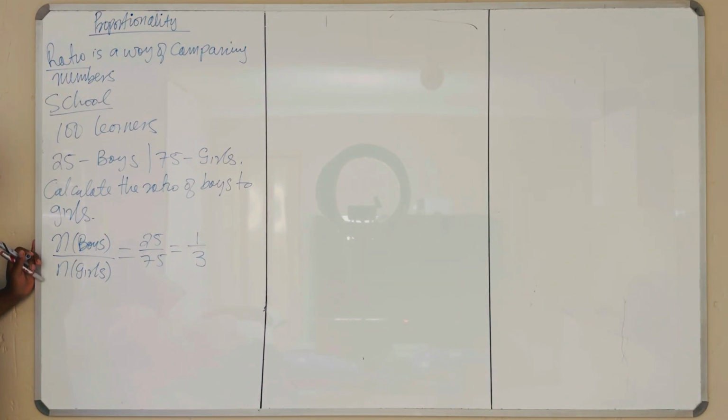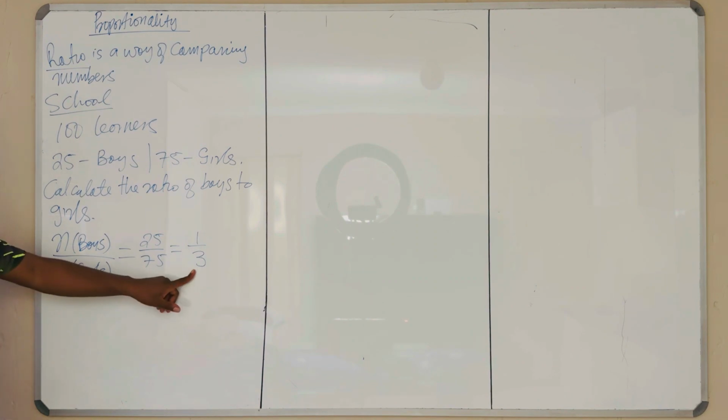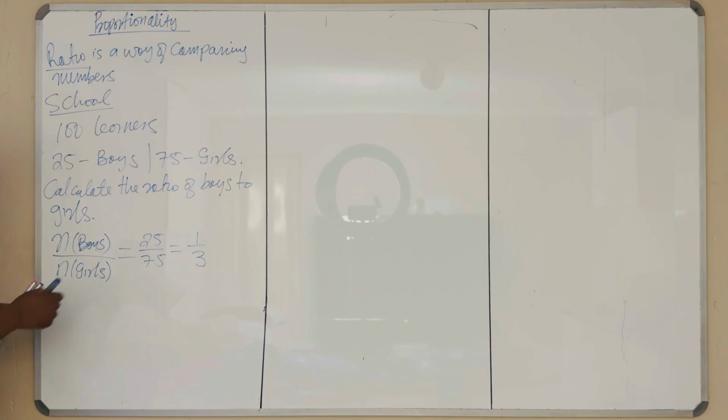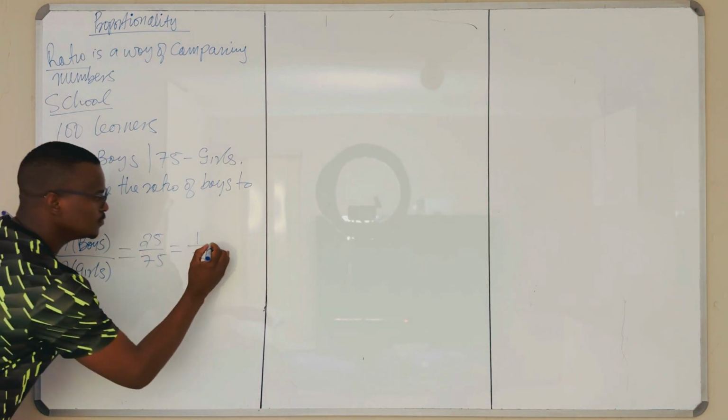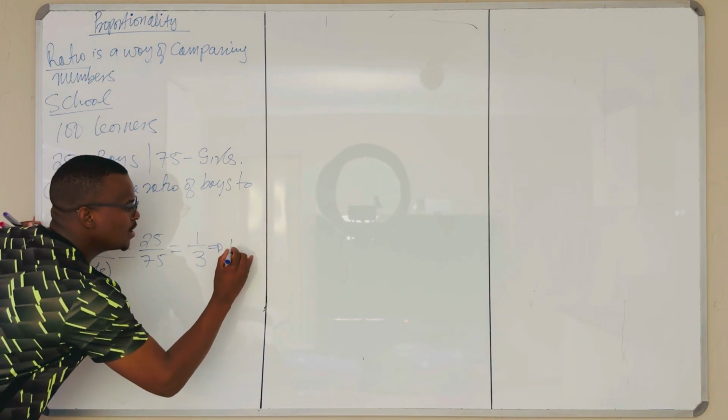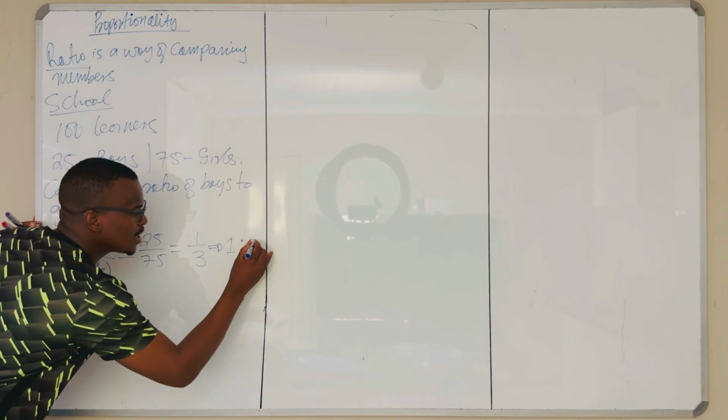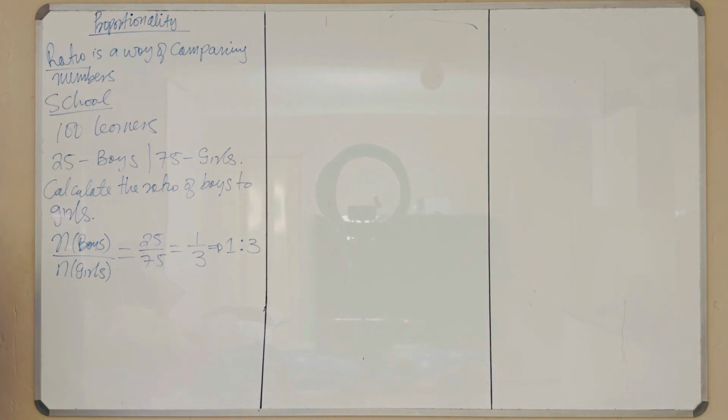Are you happy with that? Yes. So this is one way of writing ratios, as a fraction, right? Another way, you can write them as two numbers separated by a colon. So in that case, this same ratio is the same as 1:3. I'm not sure if that makes sense.